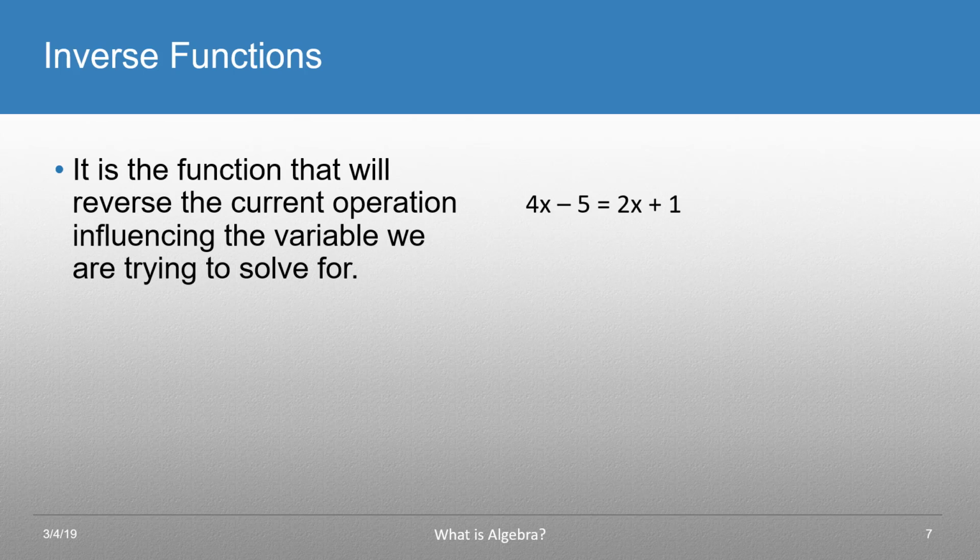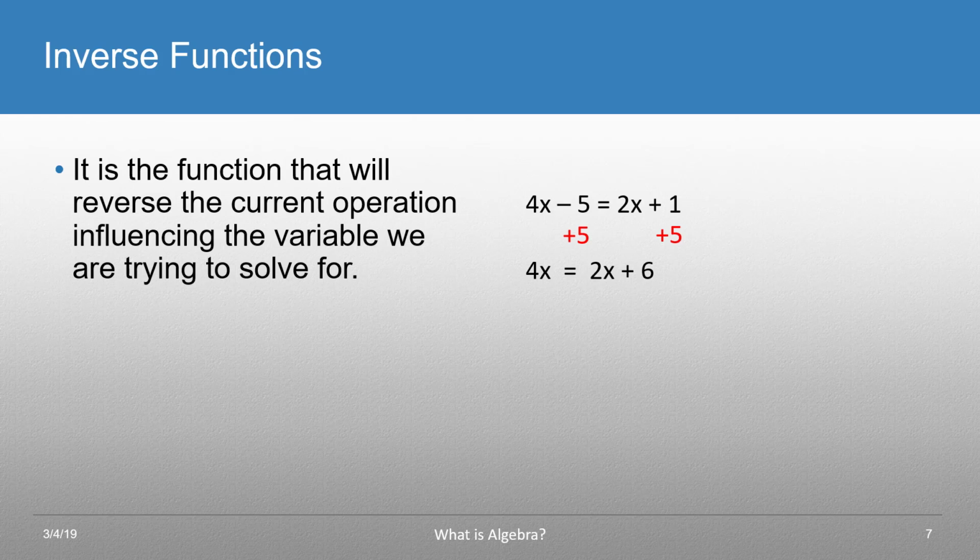And what I say right here is that the inverse function is the function that will reverse the current operation. So what I want to identify first is what is the relationship between the variable I'm trying to solve for and the number I'm trying to get rid of. And so the relationship in this case is subtraction, and the inverse of subtraction is addition. So I'm going to add 5 to both sides, and that's ultimately what's going to get rid of my 5, because a negative 5 plus 5 is 0. And so if I add 5 to the left side, I have to add it to the right side as well. And by doing so, my 5 is gone, and now I have 4x equals 2x plus 6.